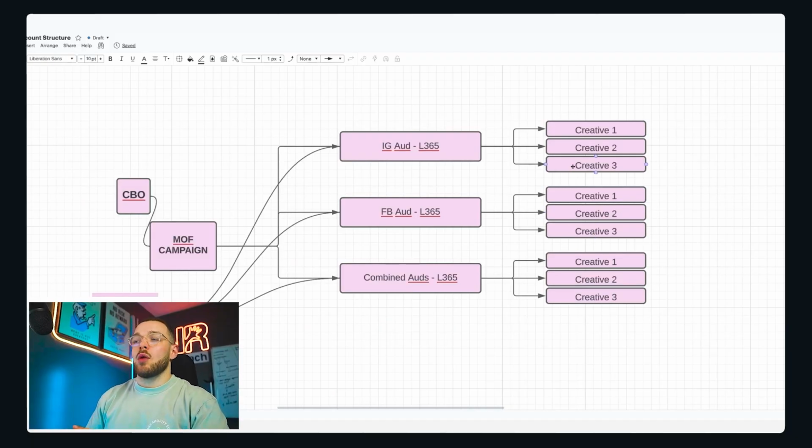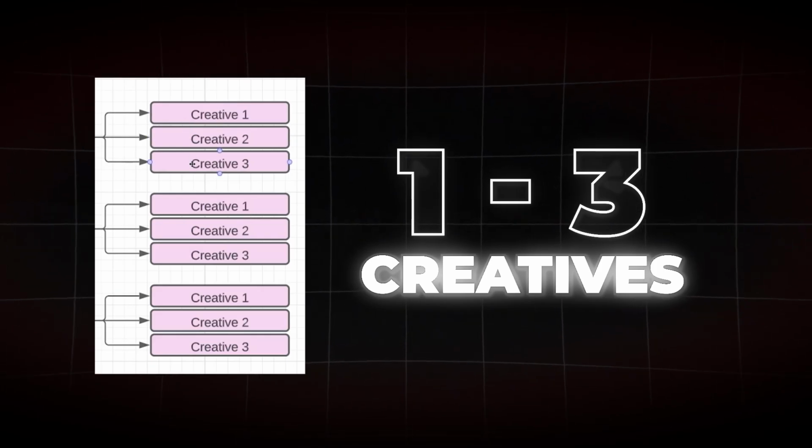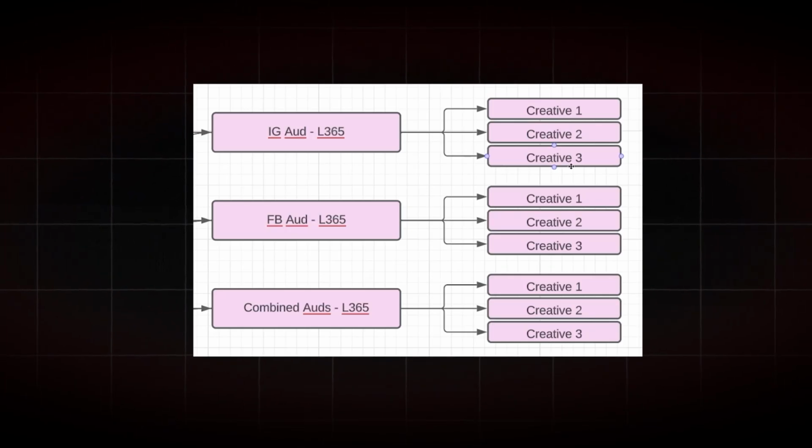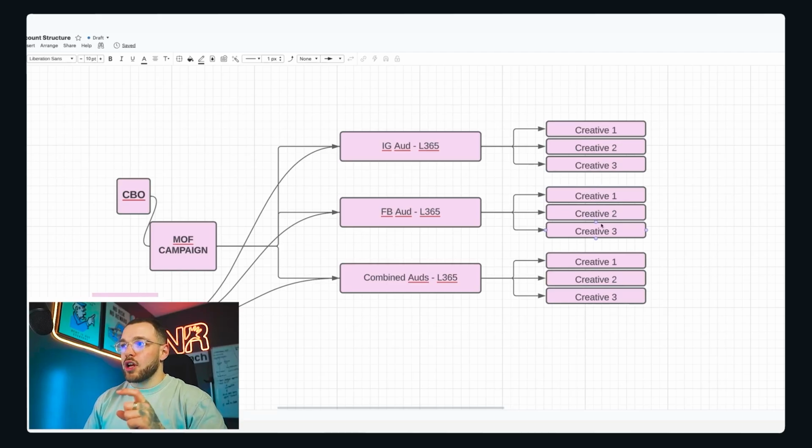And generally, again, we're keeping that same rule where within here we're testing 1 to 3 creatives, always more than one, but generally 3 creatives in each ad set. Whether they're going to be different or not, that's really dependent on the size of the brand and the number of products that we're advertising.